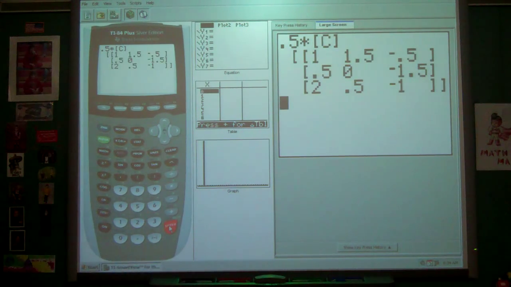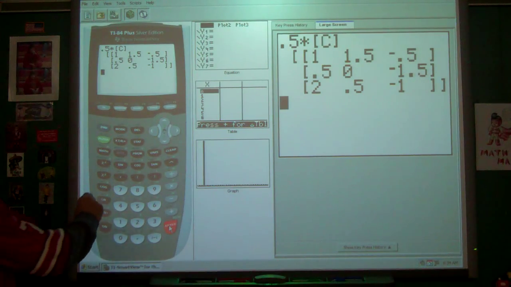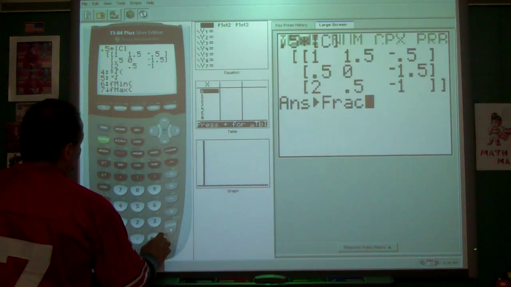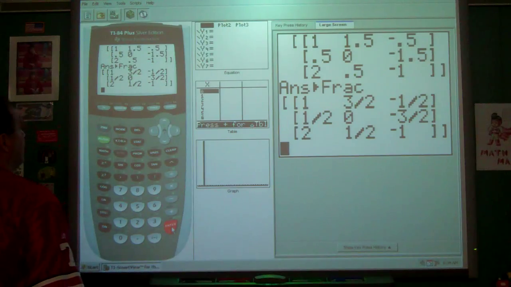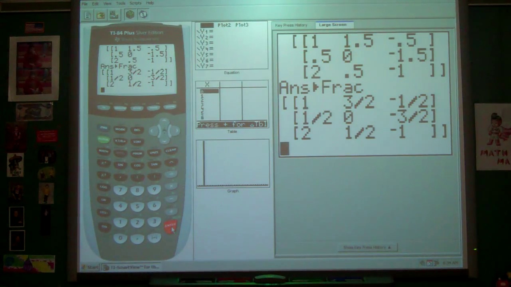Everybody falling in love with this yet? There's your answers. Now get that on your screen, please. You should not have decimals. You don't need decimals. What should I hit here? Math fraction. Do that. Okay, there you go.